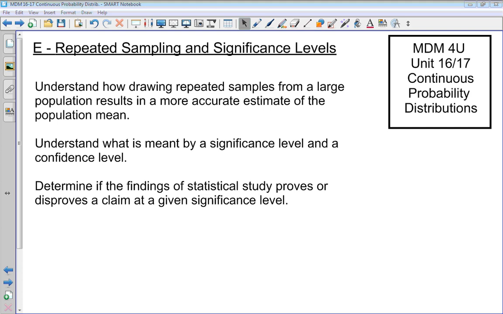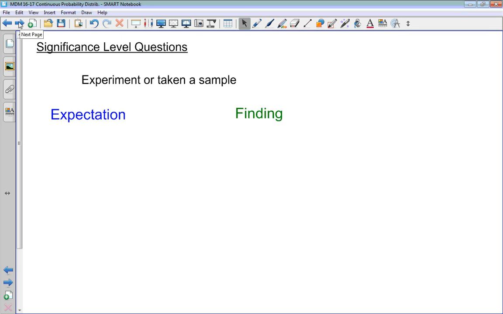And if we can do that, that'll take us a long way to understanding what is meant by significance level or a confidence level. So I'm just going to give you a general outline of what these problems are going to look like, and then we'll go through, I think, 2 examples of how you actually solve one of these problems. Basically, in these questions, you have done some sort of an experiment or taken some sort of a sample, okay? And there's always something that you expect to be true before you have actually done your experiment or taken your sample. And that usually refers to the population that you're drawing your sample from.